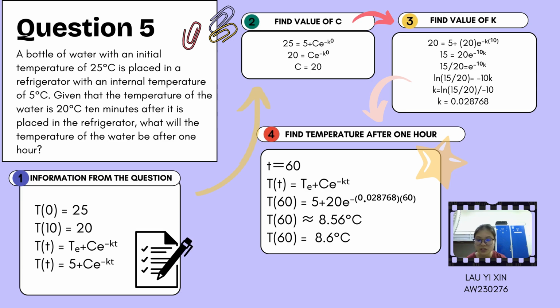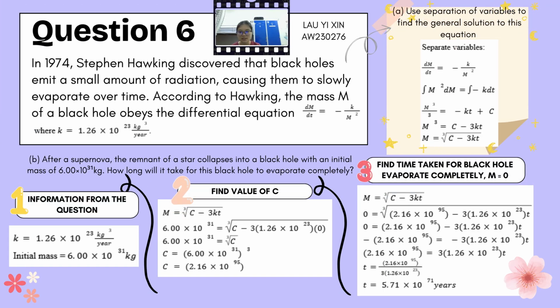Finally, we find the temperature after 1 hour with T equal to 16, and we get the temperature 8.6 degrees Celsius. For question 6, we need the method of separation of variables to solve the differential equation to find the general solution.